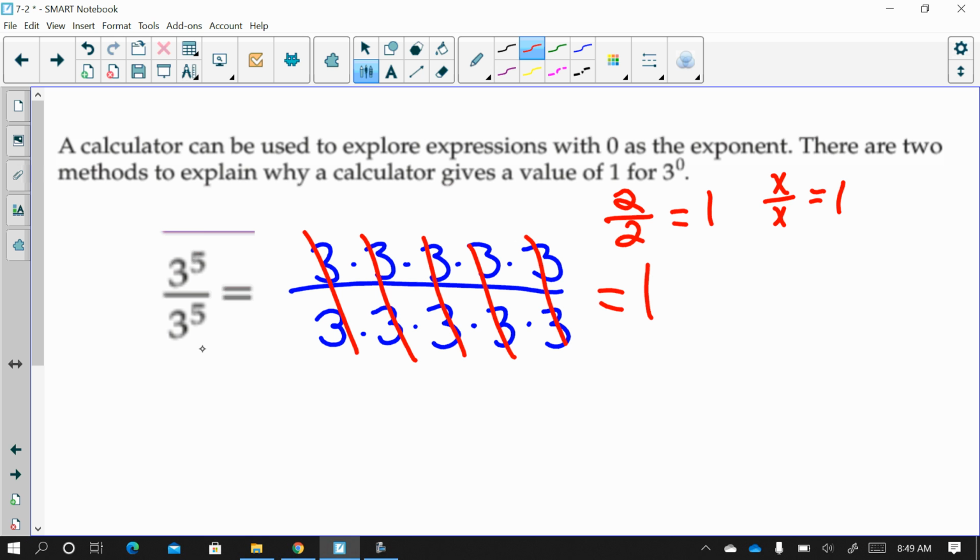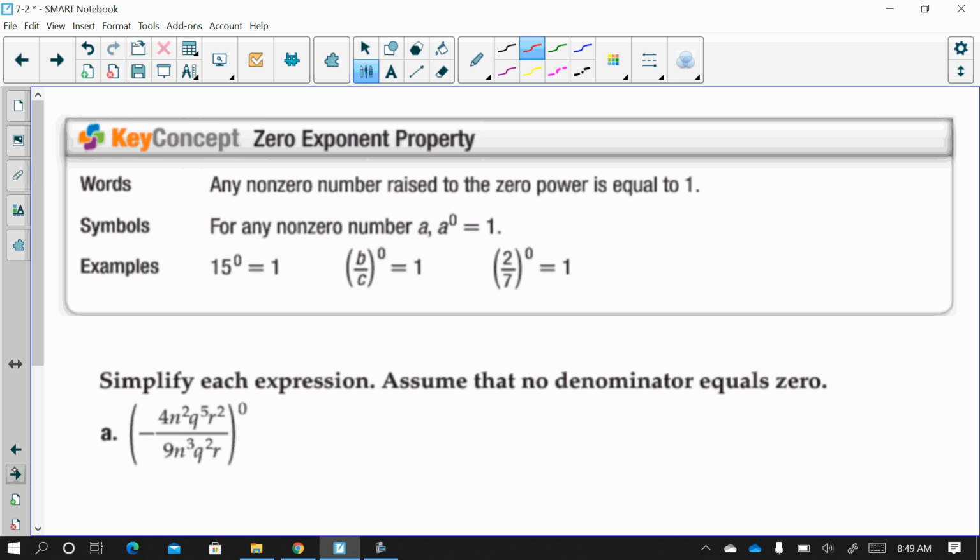Okay, so 3 to the 5th over 3 to the 5th, if we use our subtraction rule, is just 3 to the 0. Well, up here, we notice it equals 1. So anything to the 0 power has to equal 1. Okay, anything to the 0 power is 1. So keep that in mind.